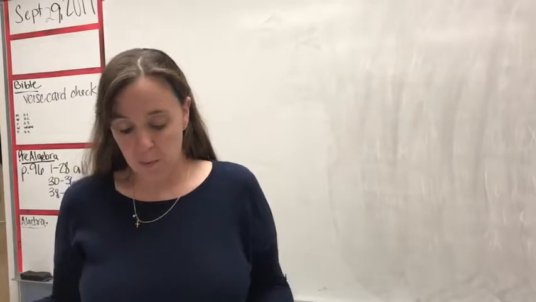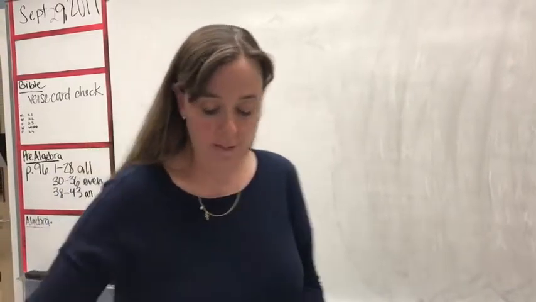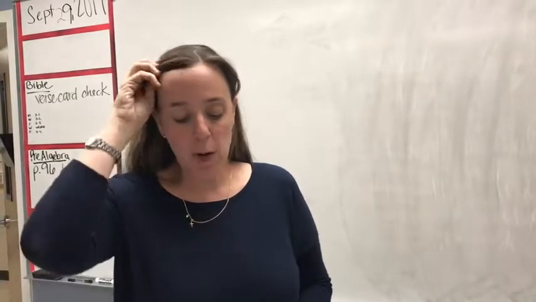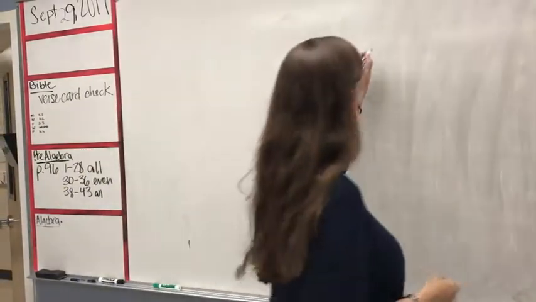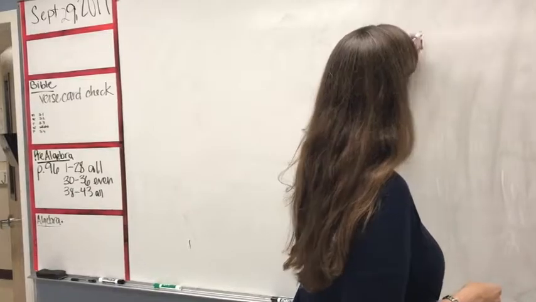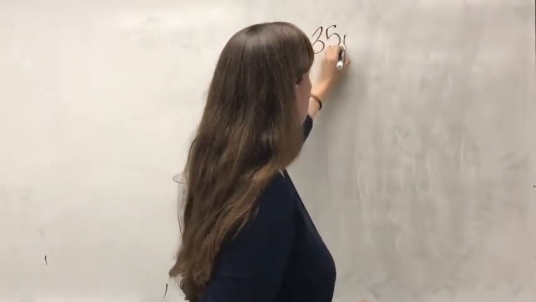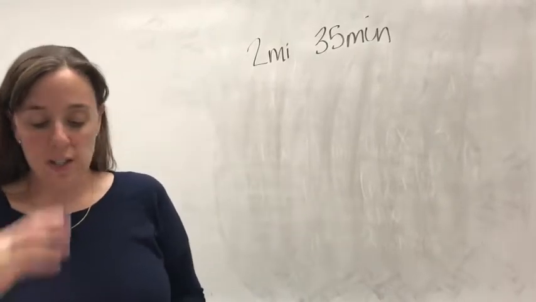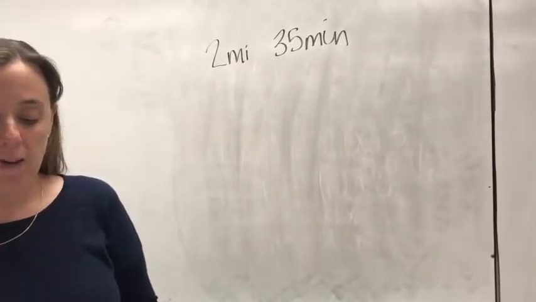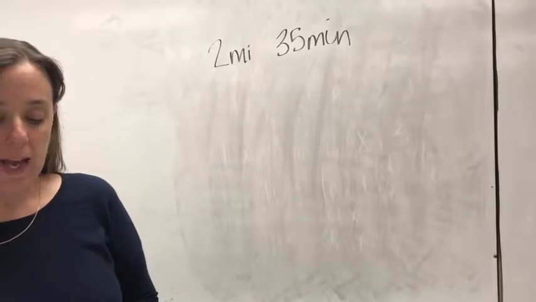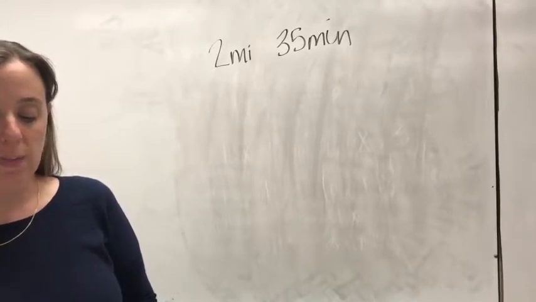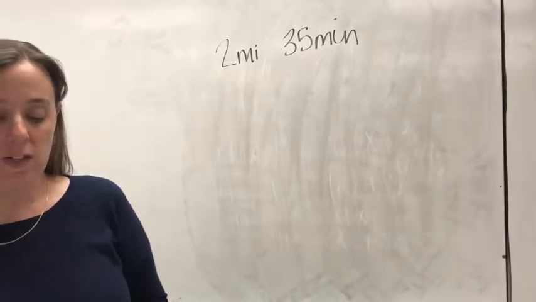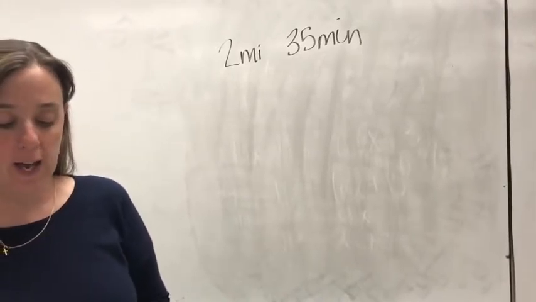One more type of problem, and then we'll be done. Okay, it says, suppose you walk 2 miles in 35 minutes, okay? And the question says, find your average walking speed and write a rule to describe the distance d that you walk as a function of the time you walk, okay?